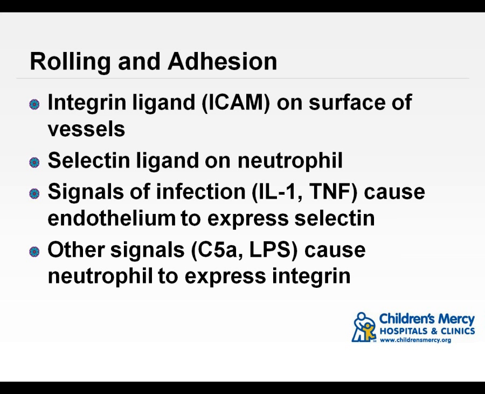Right, so this is done by integrins and selectins, like I said. There's something called integrin ligands, and ICAM is an example of one that's found on the surface of vessels. There's something called selectin ligands on neutrophils. But when there is a sign of infection in an environment, like TNF or IL-1 being secreted by the cells that are on the battlefield at that moment, then something will happen. It will cause the endothelium in that particular environment to express selectin. So then that selectin can bind to the selectin ligand on the neutrophil and can make it slow down.